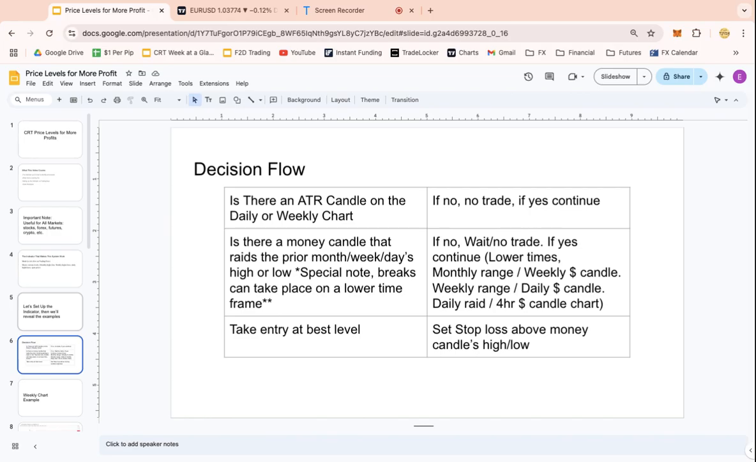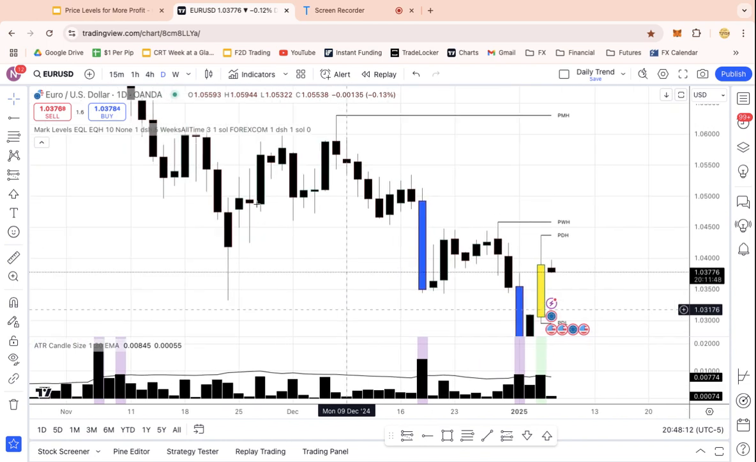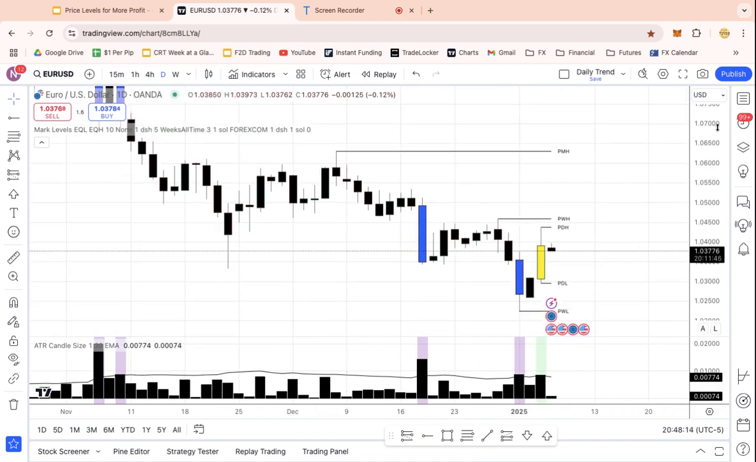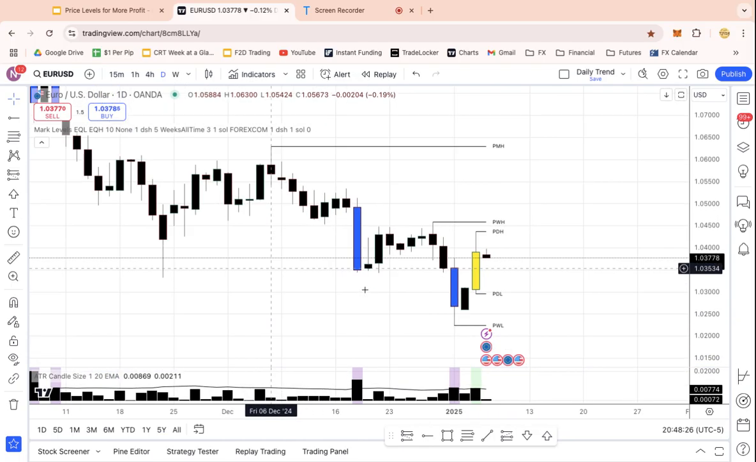So the first thing we look for is: is there an ATR candle on the daily or weekly chart? The ATR candle, once again, if you're not sure what that is, pause the video, take a look at the chart that says what is the ATR indicator, ATR candle indicator, and it'll explain it. But what you're looking for is a daily candle that is yellow or blue, or whatever you personalize your colors to be for going long and short. So for instance, since this is a daily chart, this would be an opportunity.